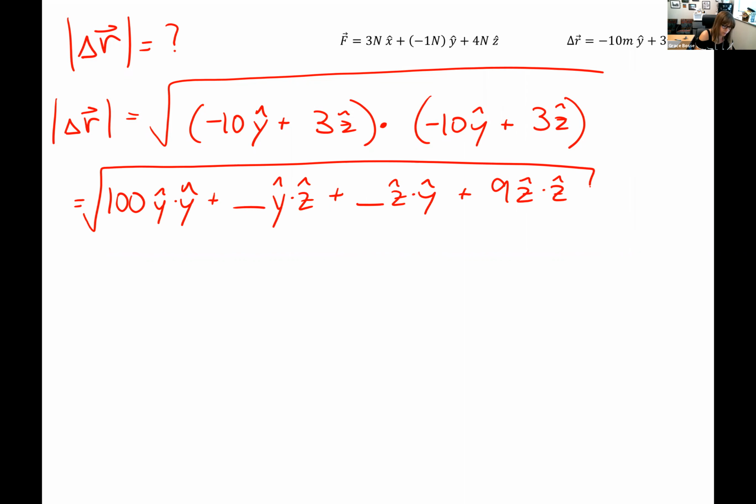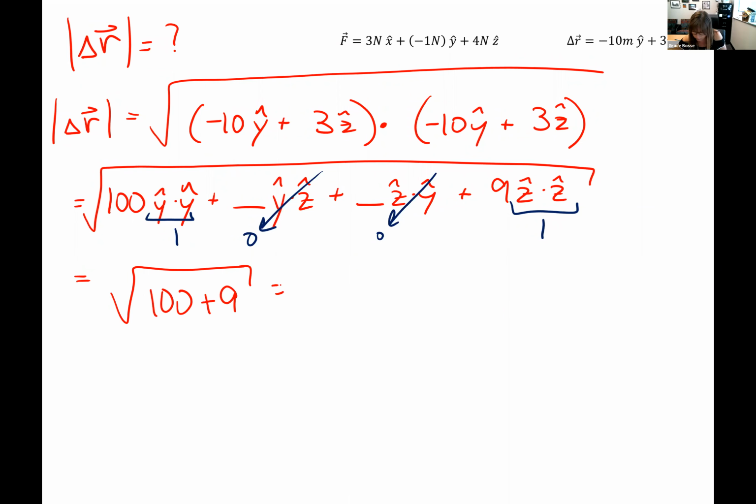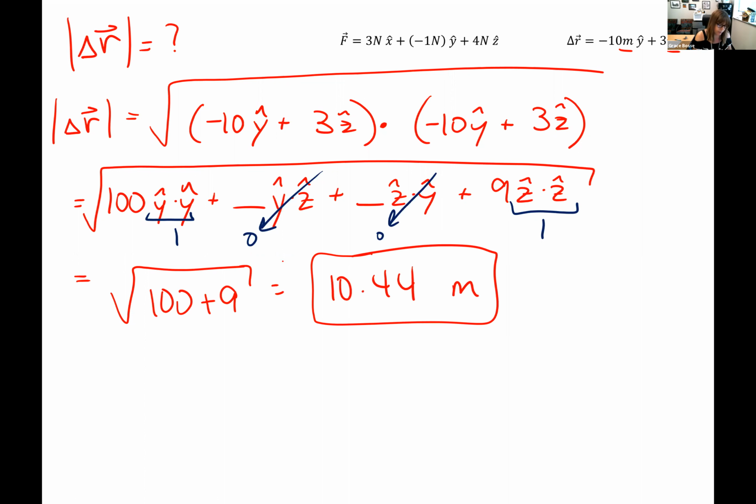And don't forget to take your square roots. So for this one, I'm just getting the square root of 100 plus 9. That is 10.44. And again, the units for this vector were meters because it was a displacement vector. So those are my two norms.